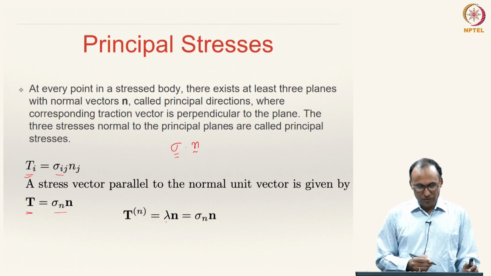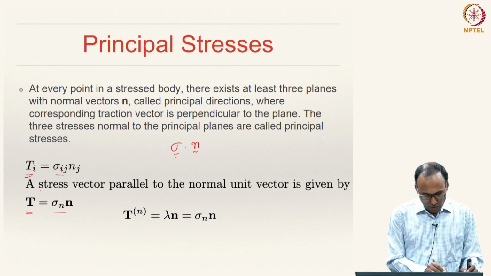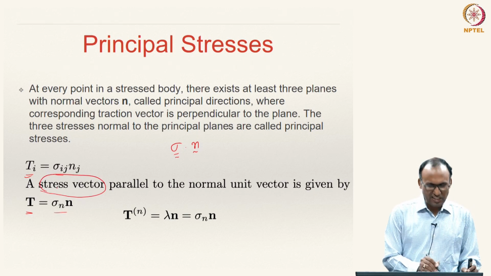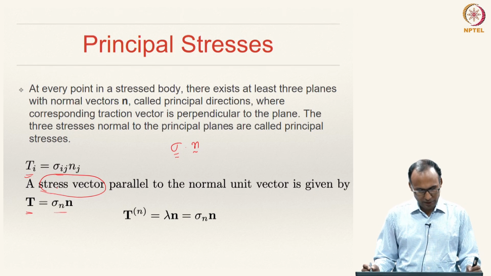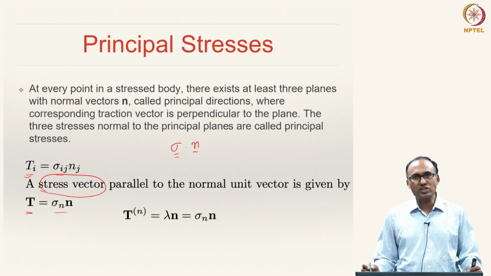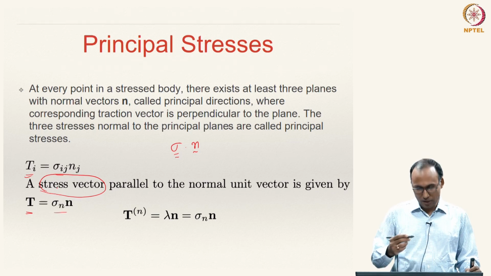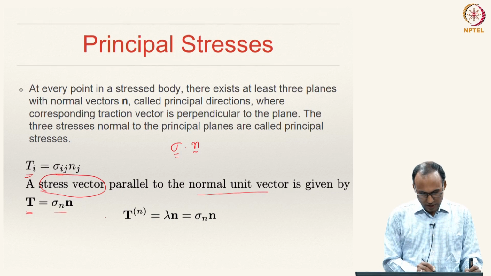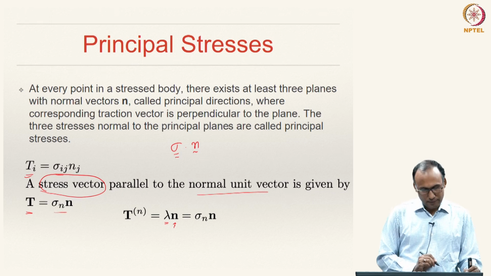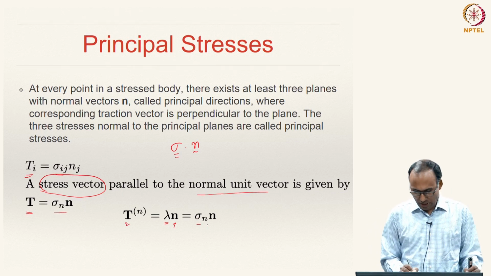The traction vector is sometimes also referred to as the stress vector; certain textbooks in the mechanics literature refer to it that way. If the stress vector or traction vector is parallel to the normal unit vector, then T can be written as some constant times the normal unit vector n, and we know that traction is sigma times n.